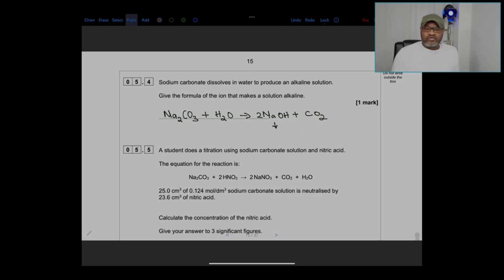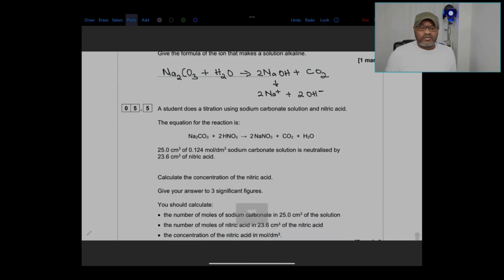And the sodium hydroxide here will then split into sodium, but we look at that in a minute. So sodium hydroxide plus carbon dioxide. So the sodium hydroxide will split into sodium plus ion, and so those are the ions we're talking about here, plus 2 OH minus. The alkaline ion we're talking about here is the OH minus. So this is your answer.